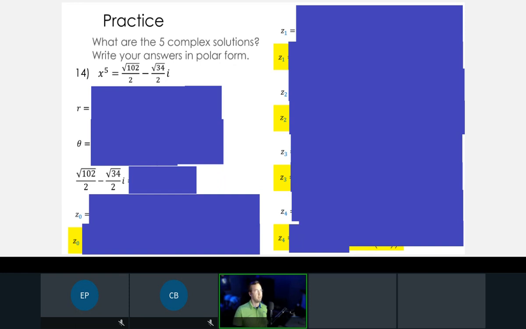All right, we have to find the 5th roots. So we want to find the 5 complex solutions to this problem. You first need to convert this into polar form. I'm quickly just going to show that because we did this yesterday. Converting from rectangular into polar is a big part of a lot of these problems for 5.07.